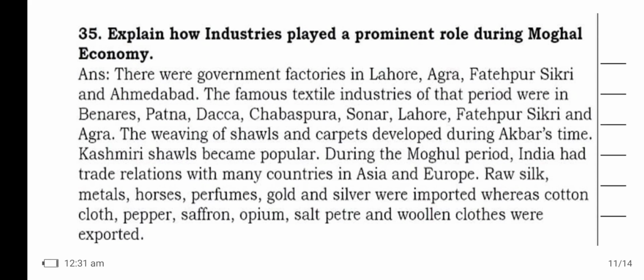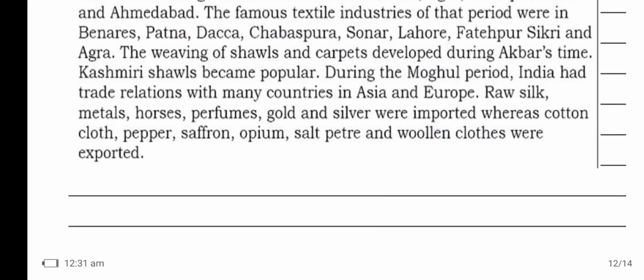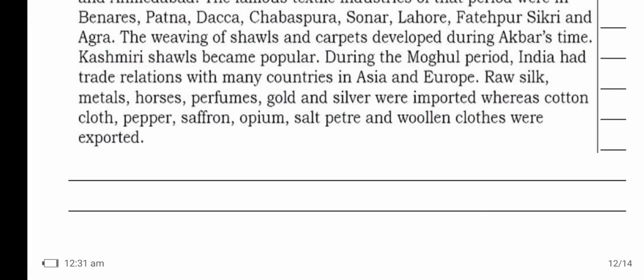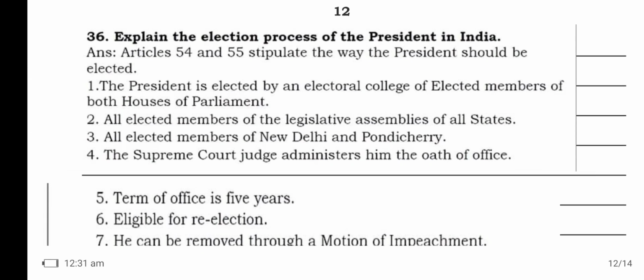Explain how industries played a prominent role in the Mughal economy. There were government factories in Lahore, Agra, Fatehpur Sikri and Ahmedabad. The famous textile industries of that period were in Banaras, Patna, Dhaka, Lahore, Fatehpur Sikri and Agra. The weaving of shawls and carpets developed during Akbar's time. Kashmiri shawls became very popular. During the Mughal period, India had trade relationships with many countries in Asia and Europe. Raw silk, metals, horses, perfumes, gold and silver were imported, whereas cotton, cloth, pepper, saffron, opium, salt and woolen clothes were exported.